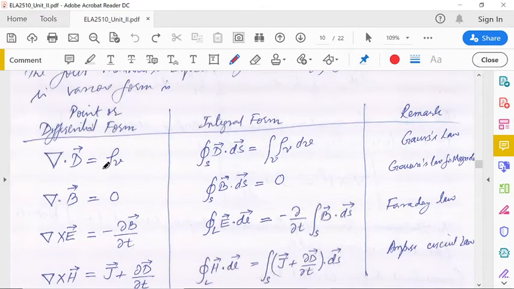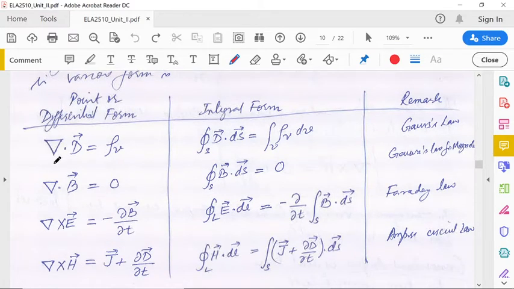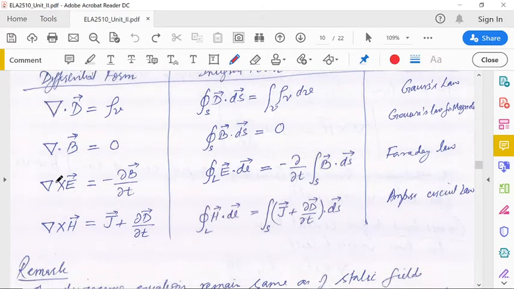So here we have one in the point form, here we have the integral form, and we see that these two equations remain intact, they have not changed. That is, the divergence of D is equal to the volume charge density. Similarly, divergence of B will always be zero. These two equations remain the same. However, these two equations have changed to incorporate the time varying nature of electric and magnetic fields.